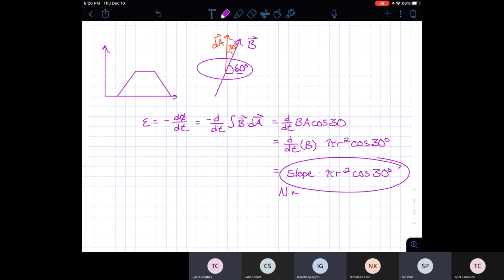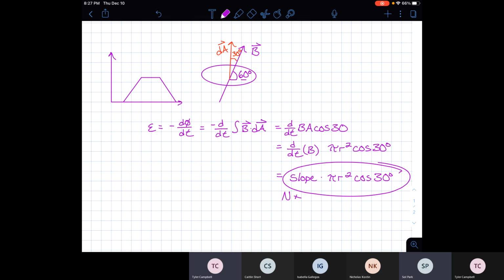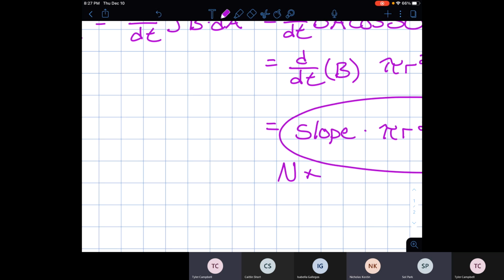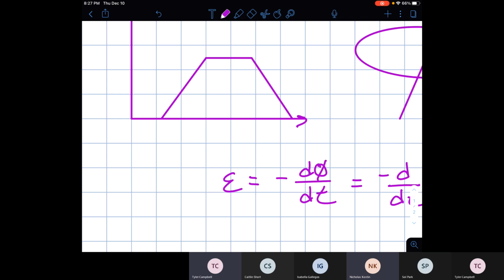So the question was, what is the magnitude of the induced EMF? And so what would the slope be? The slope would just be the slope of that line. I guess I could see that the rise is 0.3. So that divided by 2.